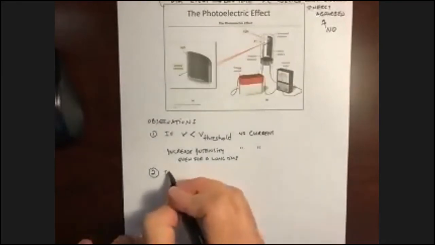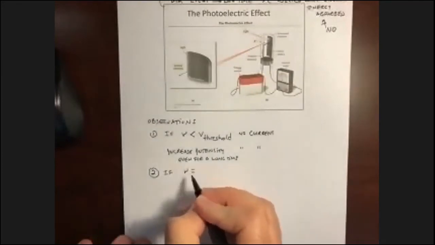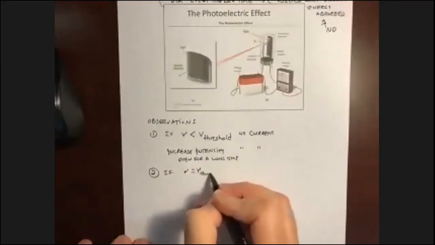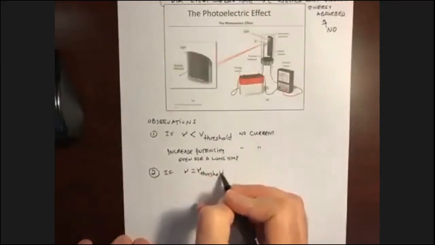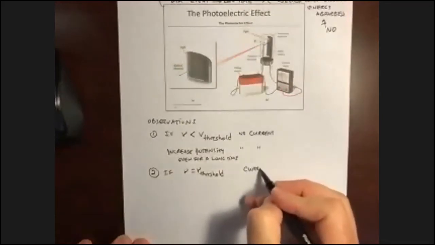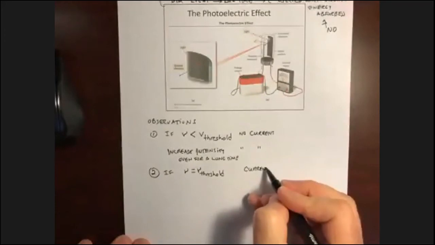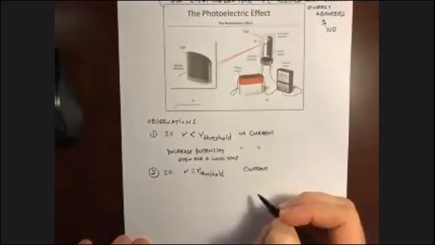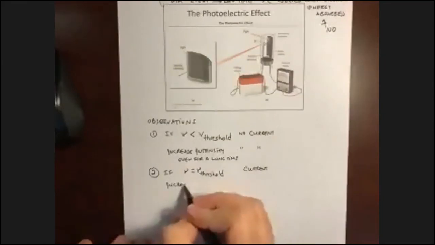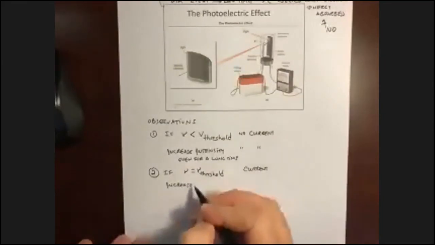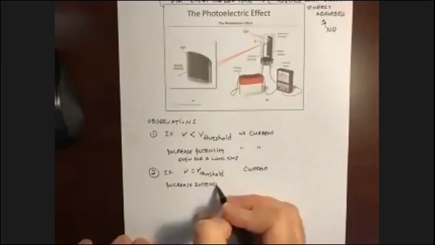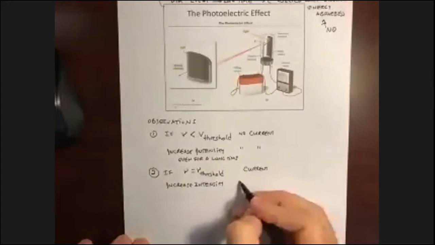If the light had a frequency that was exactly equal to the threshold frequency, then you got current. If you now increase the intensity of light, remember, intensity meaning the brightness, you get more current.